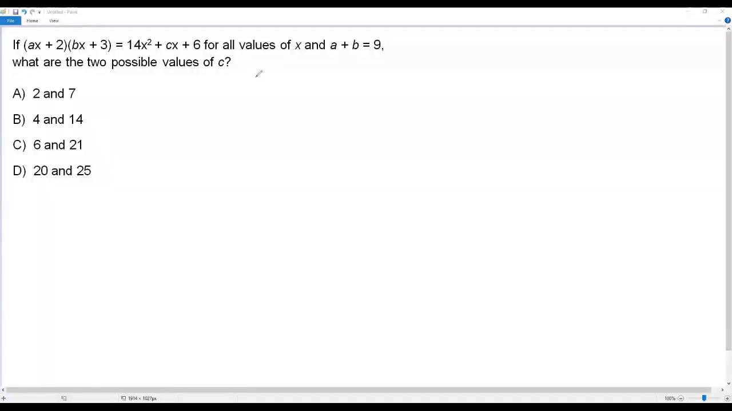Here we have a SAT math question. Okay, let's go with the information. If (ax + 2)(bx + 3) = 14x² + cx + 6 for all values of x, and a + b = 9, what are the two possible values of c?